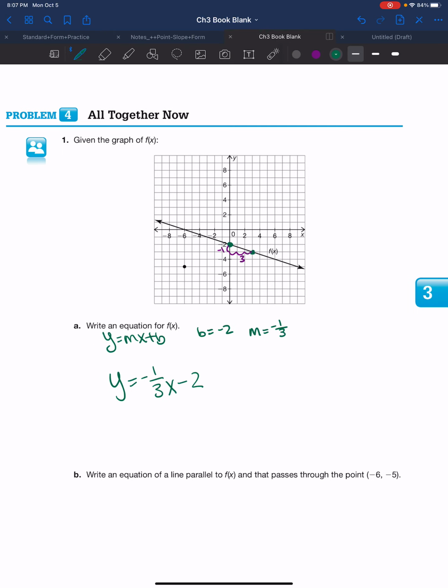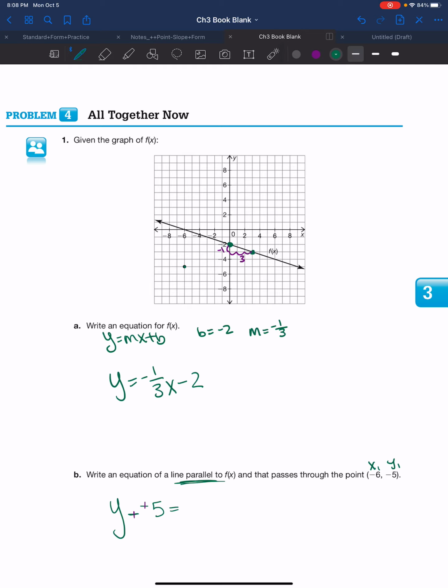Now they want us to write an equation of a line that is parallel to f of x, that passes through the point -6, -5, and they show that right here also, that little point. So that's our x1, y1, and we're going to write that in point slope form. So we start with y minus, the y1 is -5. As soon as I write minus a negative, I want to make sure I change it to plus plus, so I don't forget. Then I have my slope.